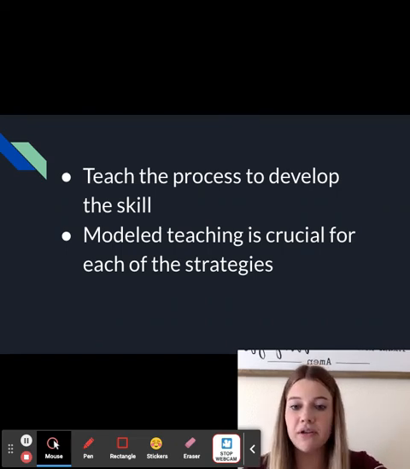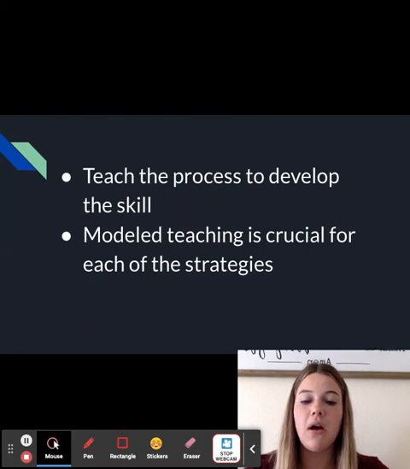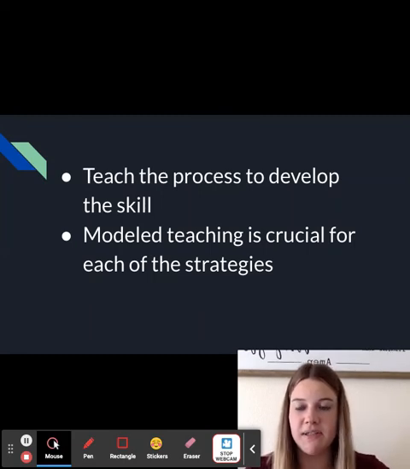So we can't just give our students a text and say, read this text without any background knowledge or without any preparation and come back and tell me what it's about. So we must teach them these different strategies that this presentation was all about in order for them to be able to comprehend a text.